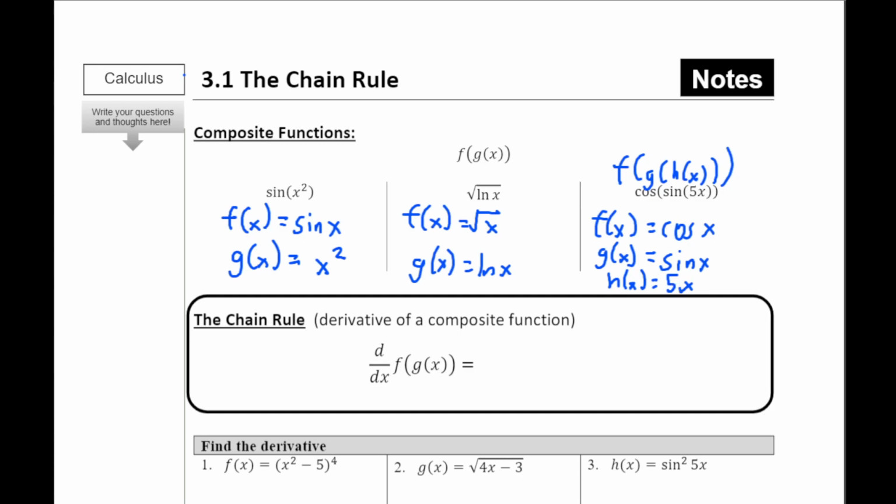So to find the derivative of a composite function, it's f prime of g of x multiplied by g prime of x. We're going to do some examples right now.